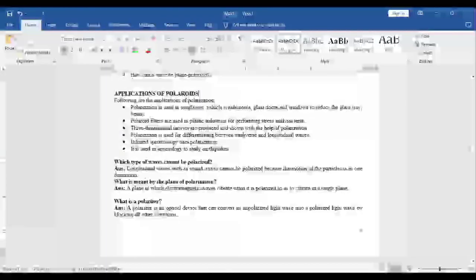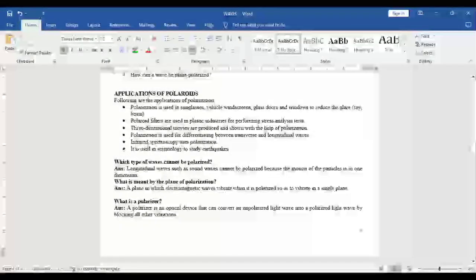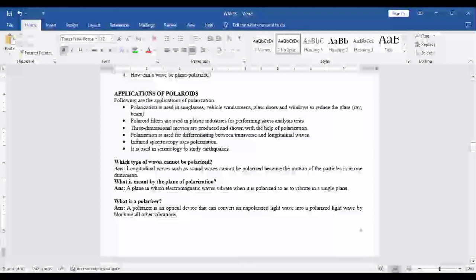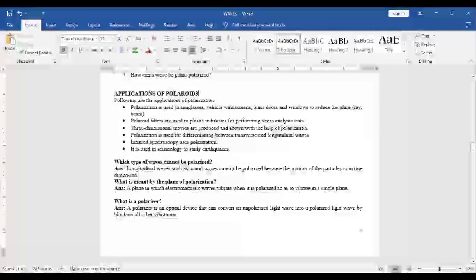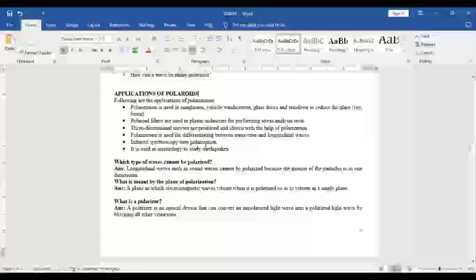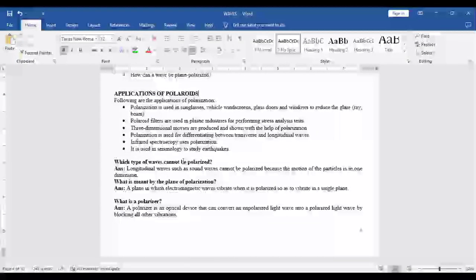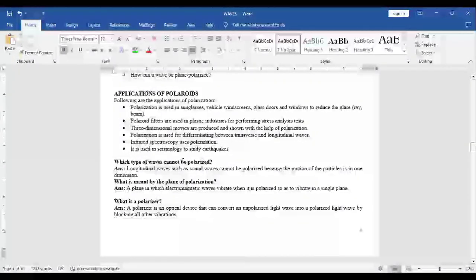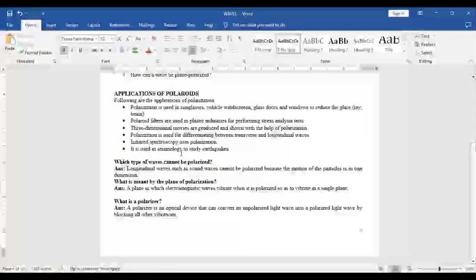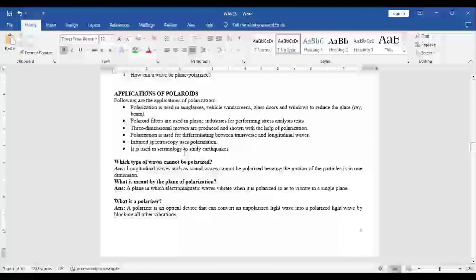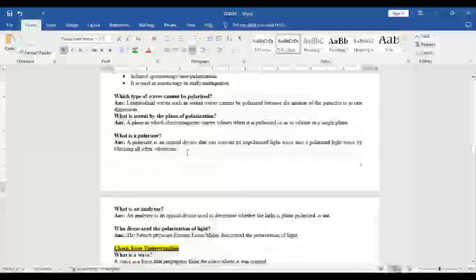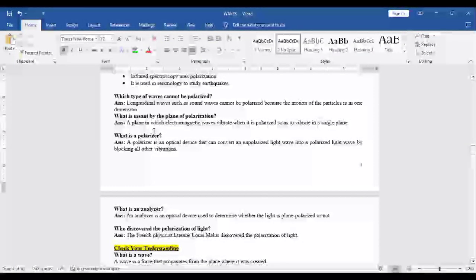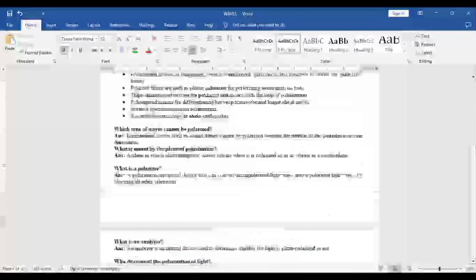Okay, the next one we have here is infrared spectroscopy uses polarization. So polarization is being applied in infrared spectroscopy. Polarization is applied in seismology to study earthquakes. Okay, let's go through quickly. Let's check the study questions we have here.